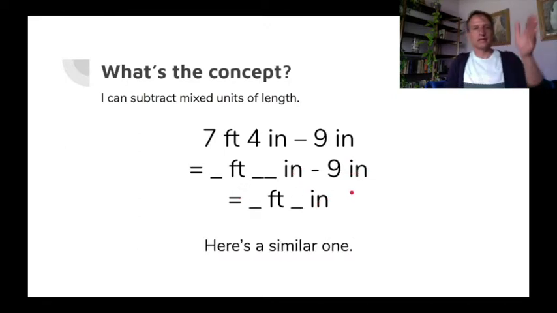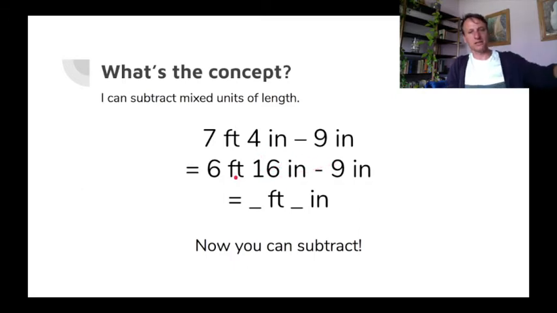Excellent. 7 feet, 4 inches. Do the same thing, except that now we have some inches here. So when we leave 6 of those feet alone and take one of them out as inches, we have to join it with the 4 inches already present. So we'll have 6 feet, and that 7th foot is 12 inches, plus the 4 inches here, 16 inches. Now we can subtract. 6 feet, 16 inches minus 9 inches. Well, what's 16 minus 9? 7. So 6 feet, 7 inches.